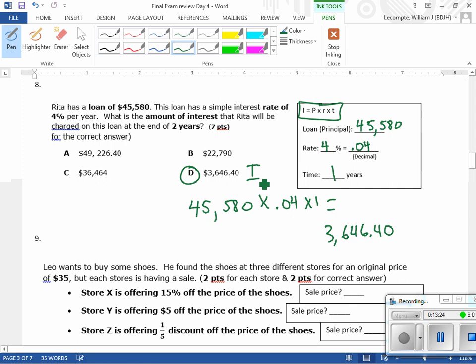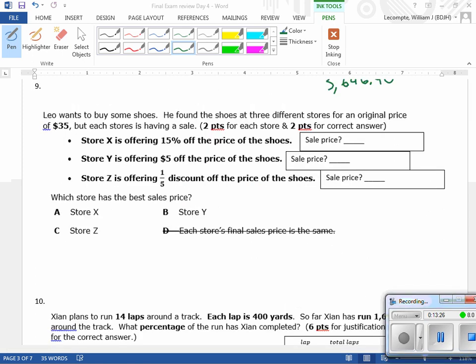Number 9, Leo wants to buy some shoes, right? He found the shoes at 3 different stores for an original price of $35. But each store is having a sale. We're not going to worry about that though. Alright, so store X is offering 15% off the price of the shoes.